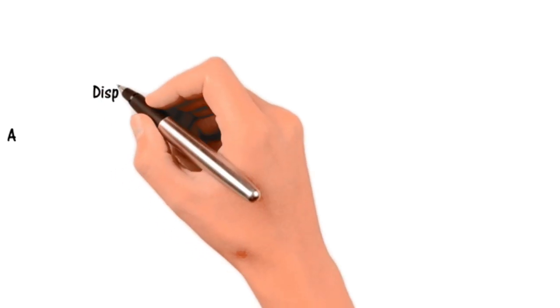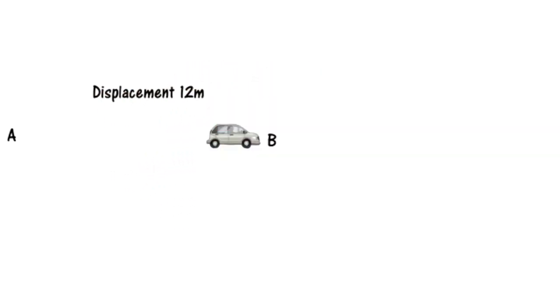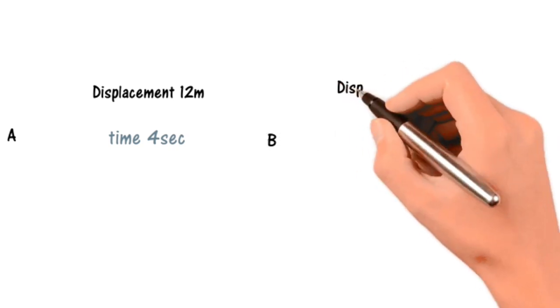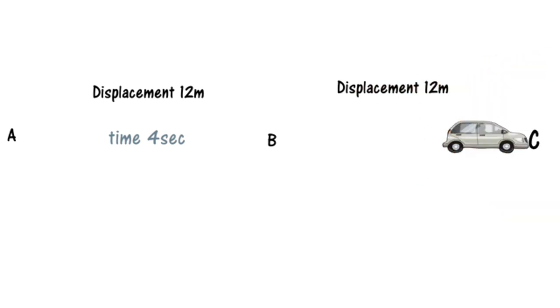Let's consider a car standing at a point A, moving from point A to point B. Let the displacement of the car from point A to point B be 12 meters, and let the time taken by the car to move from point A to point B be 4 seconds. Now let the car move from point B to point C, and let the displacement from point B to point C be 12 meters, and the time taken be 4 seconds.